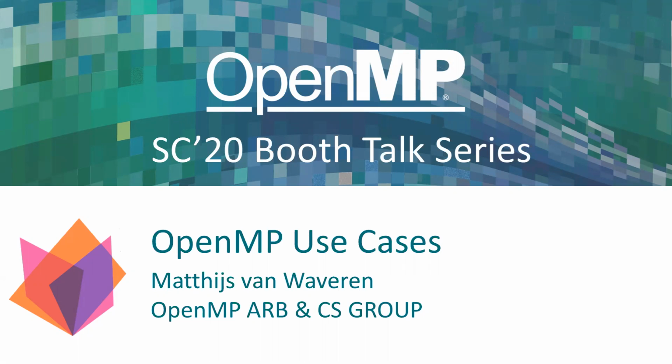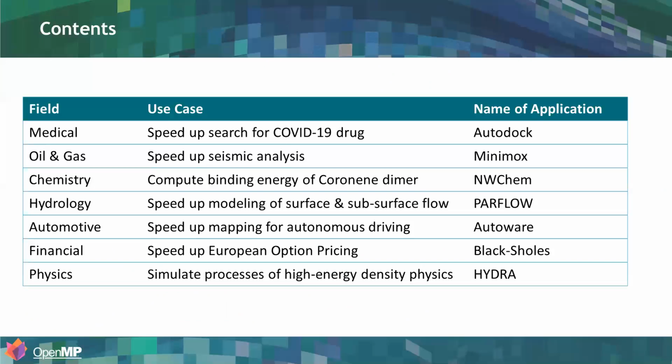Let me present myself. My name is Matthijs van Weveren. I'm with the OpenMP ARB and CS group. And I will present a set of OpenMP use cases today. I've chosen the 7 use cases in different fields, from medical, oil and gas to automotive, financial, and physics fields.